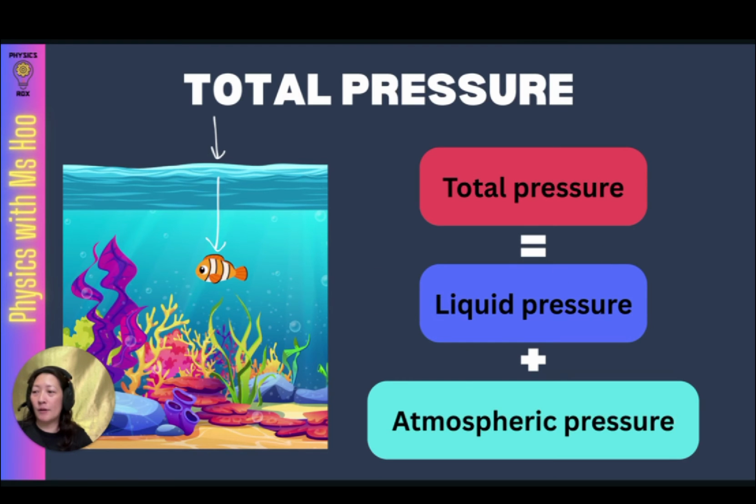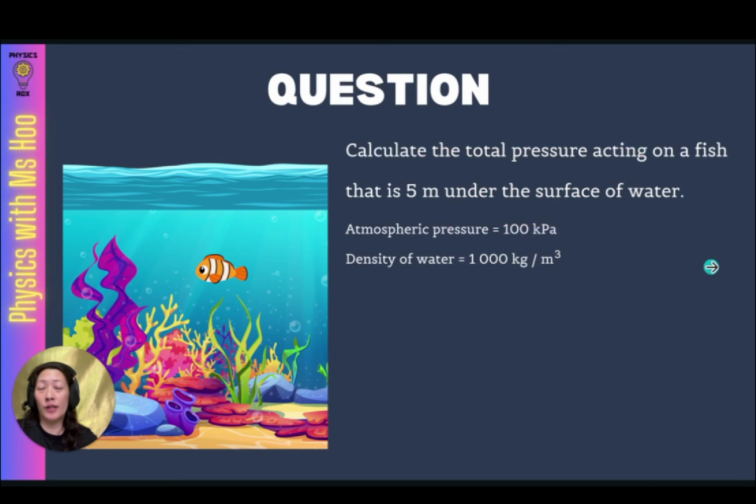So this is the atmospheric pressure, which I'll write just here as ATM, and this is the liquid pressure, which I'll write here as LIQ. So the total pressure acting on an object that's underwater is the sum of the liquid pressure and the atmospheric pressure, as shown on this slide. And now let's look at how to solve a question involving total pressure.